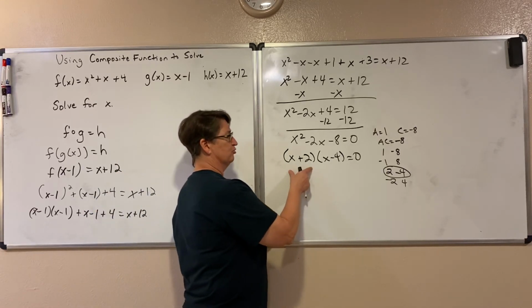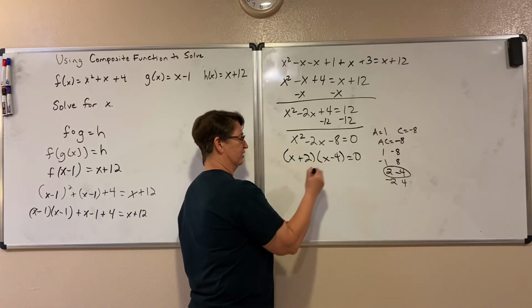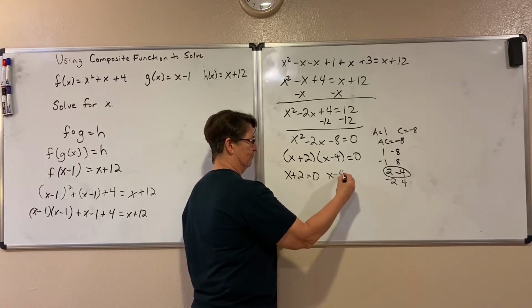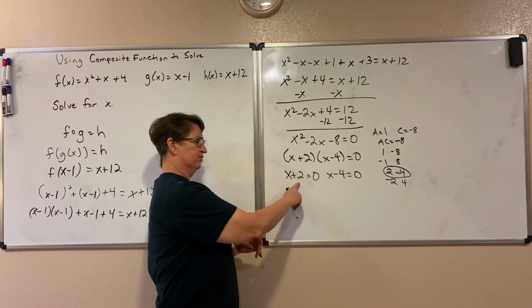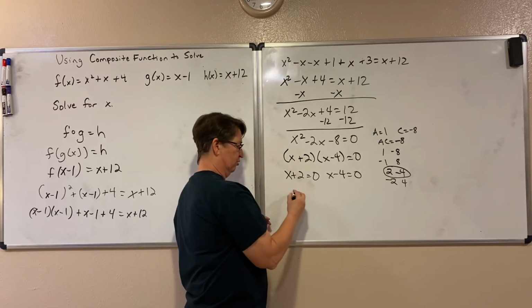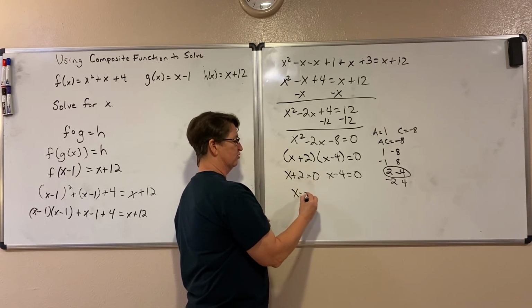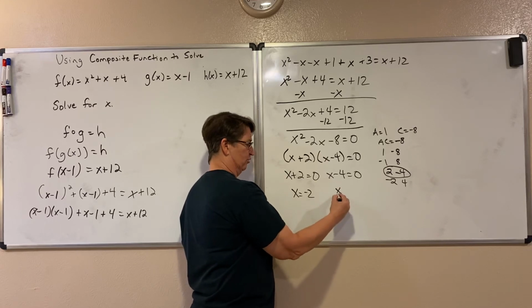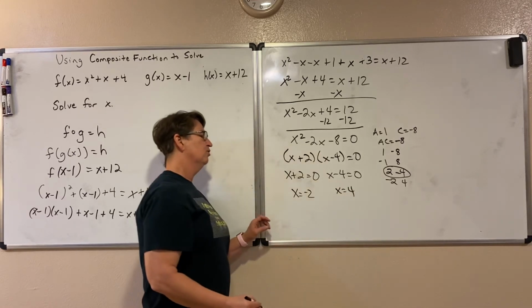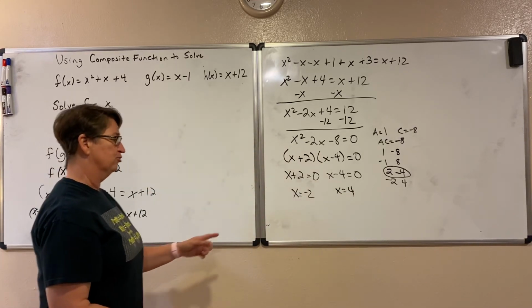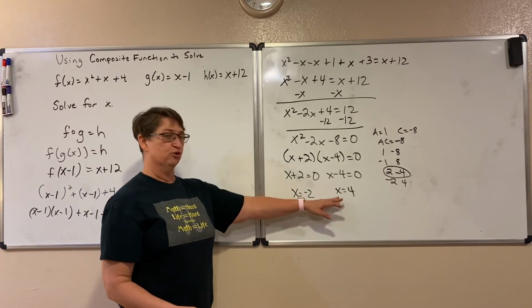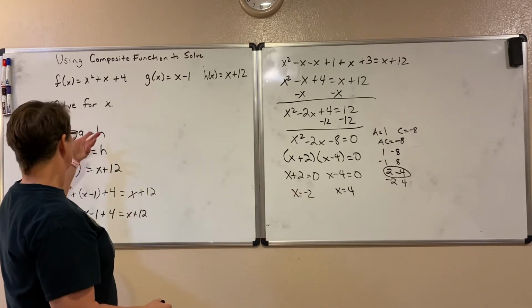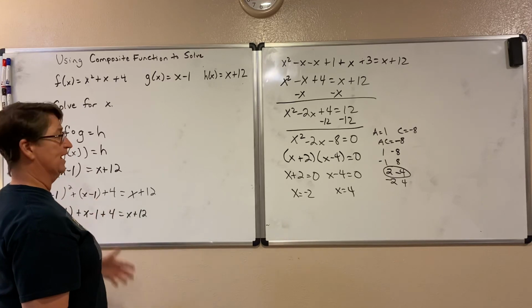Now, I have two numbers multiplying together to equal 0. I can set each one of those factors equal to 0. Either this one's equal to 0 or that one. So now I just solve: subtract 2 from both sides, add 4 to both sides. So here my x values are equal to -2 and 4. So we were able to solve for our x in this equation.